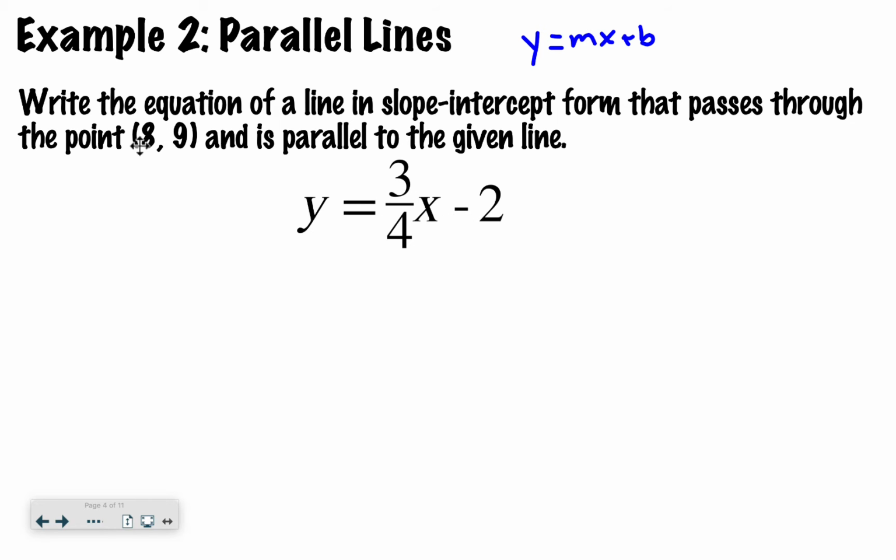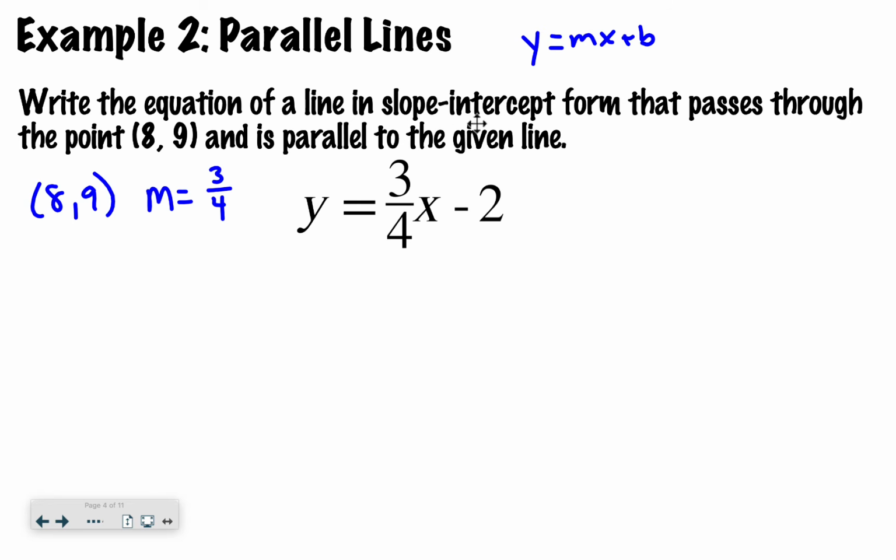We're going to pull this information right here, the point. We have the point (8, 9), and then we have the slope 3/4. Since we're talking about parallel lines, we're going to keep that slope the same. We're not going to change it at all. Now, yesterday and the day before, we talked about point-slope form. We have a point, we have a slope. We're going to use the point and the slope to write a new equation.